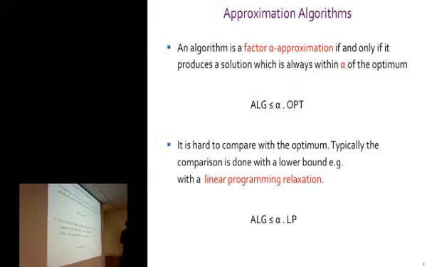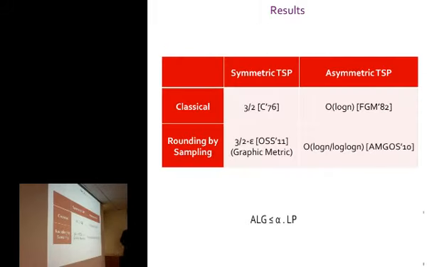Okay, so let me now say what we knew before and what we can show. Classically, this is what we know about the symmetric and asymmetric versions. There is a 3/2 approximation by Christofides, which probably many of you have heard. This is for symmetric TSP, and it has been a widely open problem to improve this 3/2 approximation. For the asymmetric version, there has been an order of log n approximation by Frieze and co-authors.